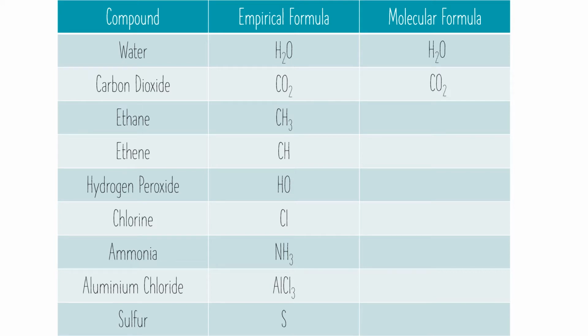Carbon dioxide is CO2, so it's another that's the same. Ethane is C2H6. Ethene, C2H4. Hydrogen peroxide, H2O2. Chlorine is Cl2, it's diatomic, doesn't exist alone. Ammonia, NH3. Aluminium chloride, Al2Cl6. And sulfur actually exists as S8. So this is where you can see that they would be able to ask you questions maybe for a compound, asking you both for the empirical formula and for the molecular formula. They could test both things here.